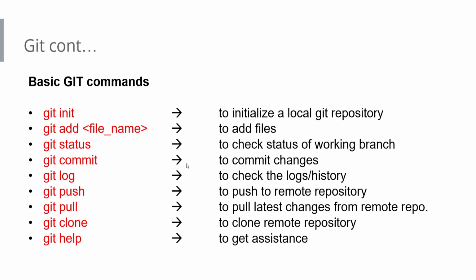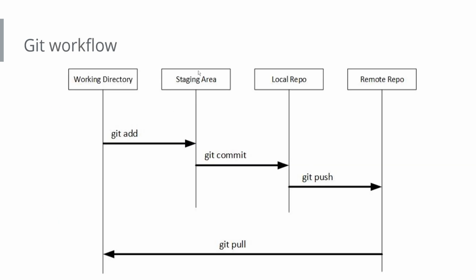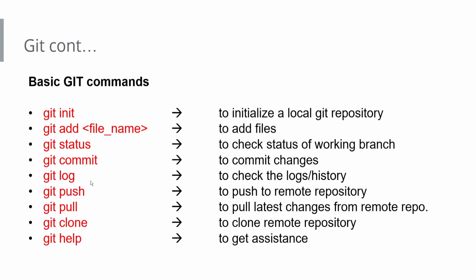We can also do a git commit to commit the changes onto the local repository. From the staging area where it is being tracked, we can do a git commit into our local repository. And then we can do a git log to check the logs or the history of our git. And then we can do a git push to push to the remote repository. We can also do a git pull to pull the latest changes from the remote repository. Then we can also do a git clone to clone a remote repository. Then, not finally, but we can always do a git help to get assistance whenever we are lost.